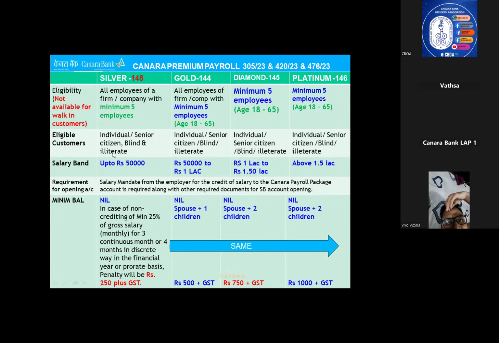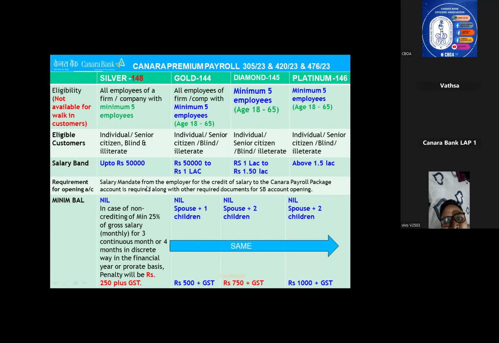So what is the condition for opening each band? One is based on the salary they are getting. If they are getting up to 50,000, it is silver. If they are getting 50,000 to 1 lakh, it is gold. 1 lakh to 1.5, it is diamond. If it is above 1.5, it is platinum. You can always remember the 4 columns. We are going to go by first column, second column, third column, and fourth column. First column salary up to 50,000. Second column 50,000 to 1 lakh. Third column 1 to 1.5. Fourth column it is above 1.5 lakhs.